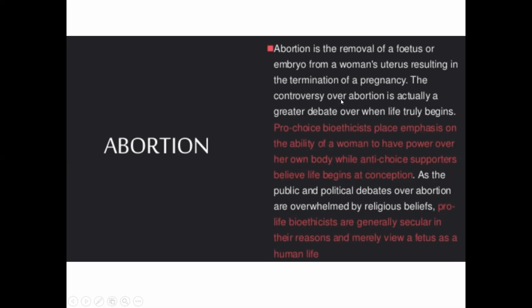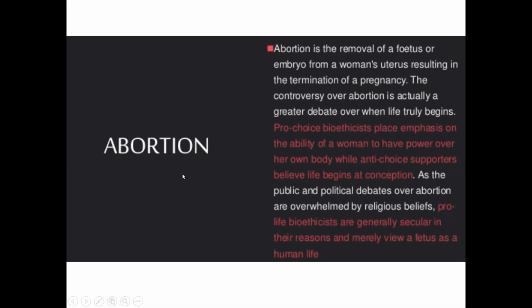The controversy over abortion is actually a greater debate over when life truly begins. What happens if life has already begun in the form of the embryo? So abortion is a very debatable issue. Pro-choice bioethics places emphasis on the ability of women to have power over their own body, while anti-choice supporters believe life begins at conception. As the public and political debates over abortion are overwhelmed by religious belief, pro-life bioethics are generally secular in their reasoning and merely view the fetus as human life.